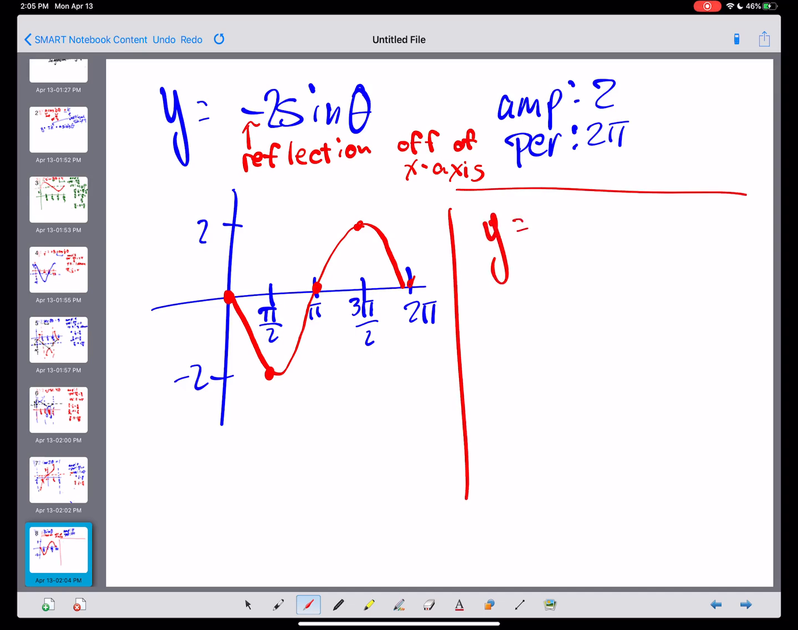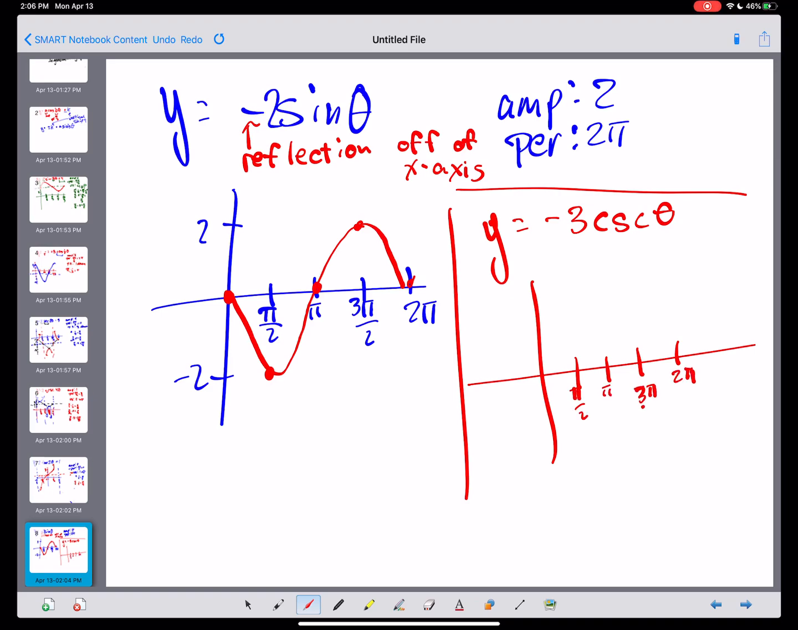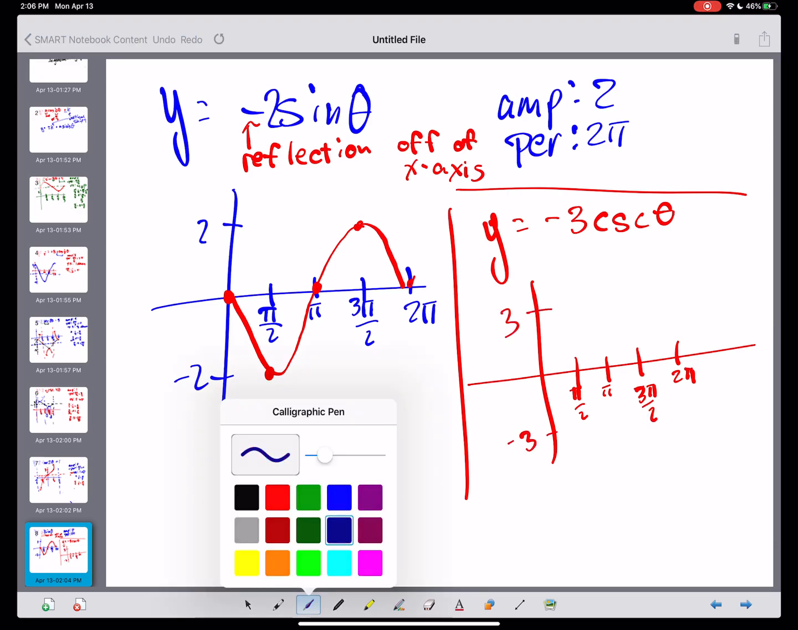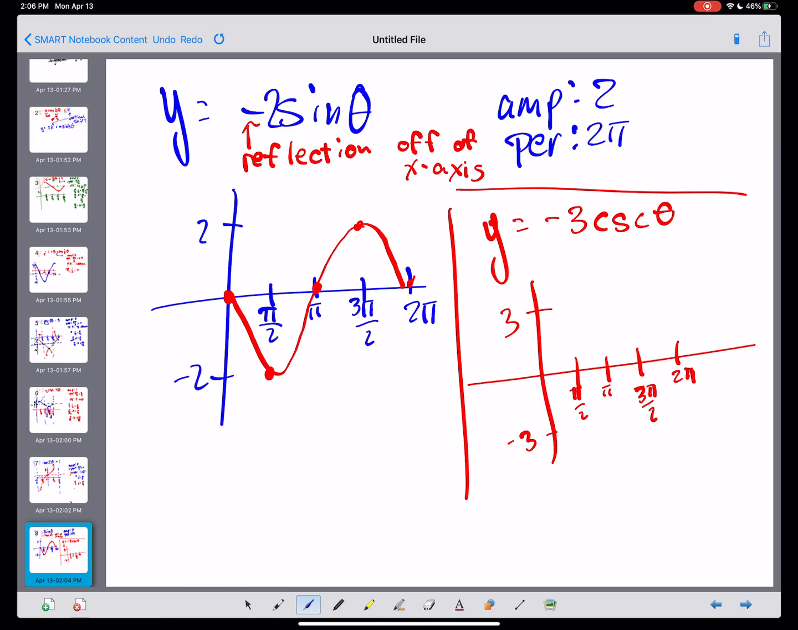If I were to do it with -3 cosecant theta, technically, because cosecant is graphing out sine, the rule stays the same. I'm still going to go down, up, like that. It's still going to be a reflection, and I'm still going to have my asymptotes. Nothing really changes for that.